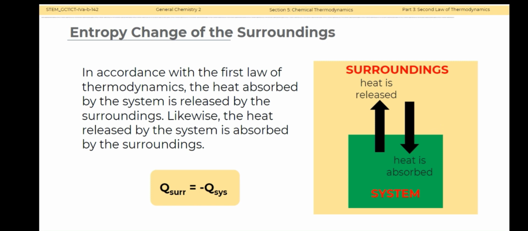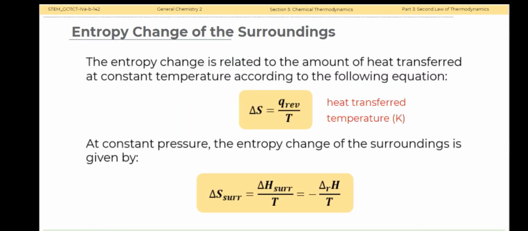In accordance with the first law of thermodynamics, the heat absorbed by the system is released by the surroundings. Likewise, the heat released by the system is absorbed by the surroundings. The entropy change is related to the amount of heat transferred at constant temperature according to the equation entropy change equals heat transfer divided by the temperature in Kelvin. The derivation of this equation is beyond the scope of this lesson.